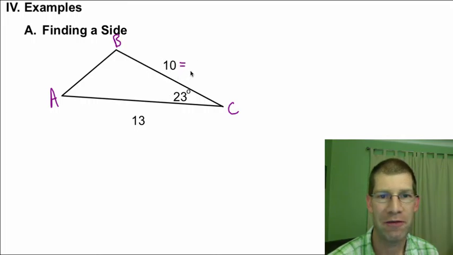Now it matters what we pick for 10. 10 has to be lowercase, it's a side, and angle A is across from it, so 10 is going to be side a. And 13 then is going to be a lowercase b because it's across from angle B.